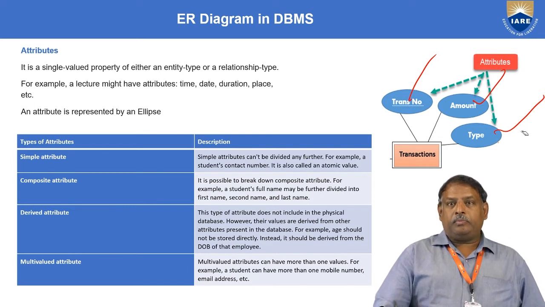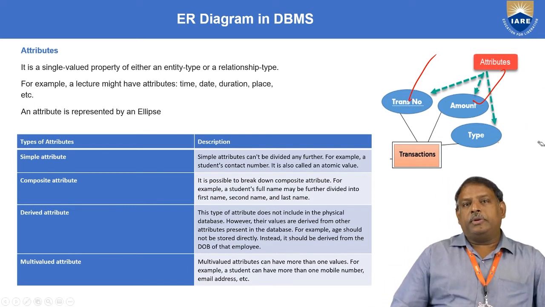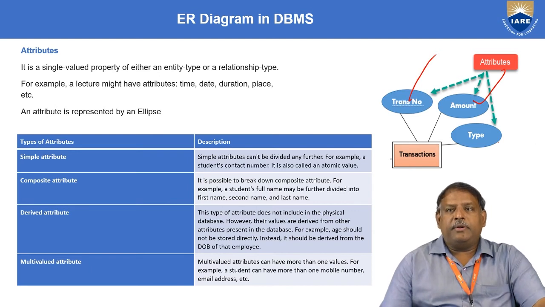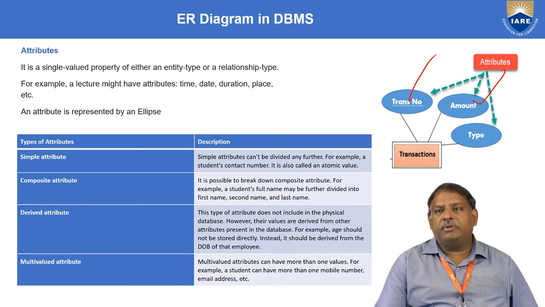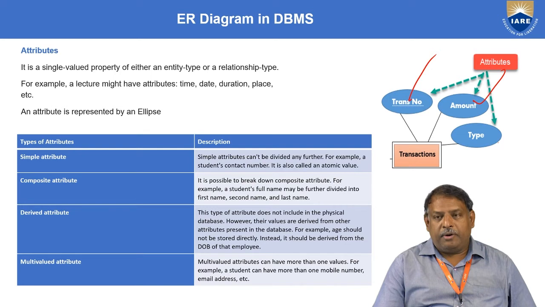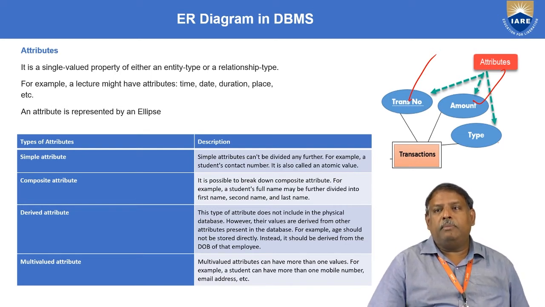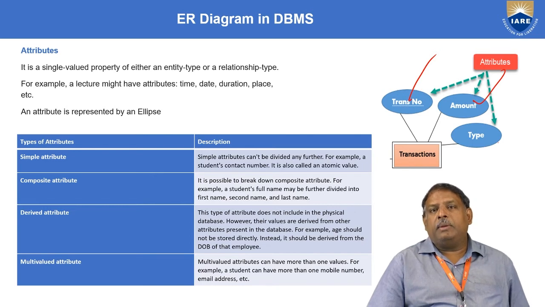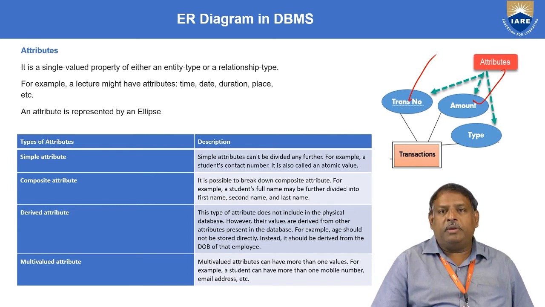Now we'll see the types of attributes. A simple attribute cannot be divided further, for example a student contact number; it is also called an atomic value. A composite attribute can be broken down. For example, a student full name may be further divided into first name, second name, and last name.